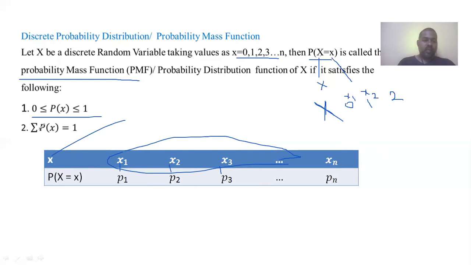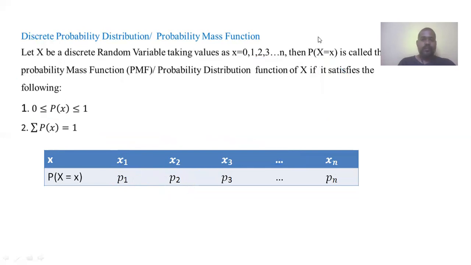In the second point, the first point is that all the probabilities p1, p2, p3 and so on, pn, are between 0 and 1, and the sum of all probabilities is equal to 1, that is p1 plus p2 plus p3 and so on, plus pn is equal to 1. So the sum of all probabilities is equal to 1.